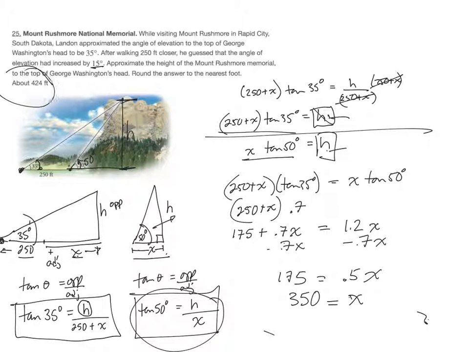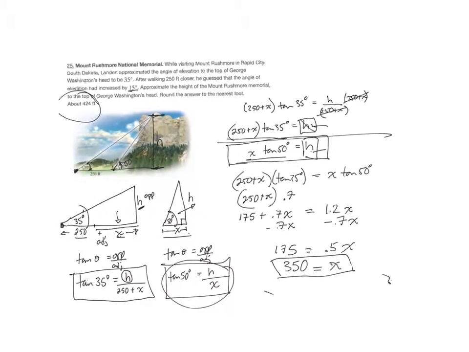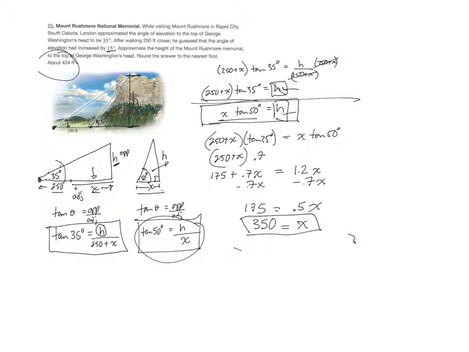Now, I'm looking at the answer up there, and they say it's about 424. I'm freaking out thinking, how did I get that wrong? But what I came up with was x, and x is this distance right there, which isn't really what we're looking for. We're looking for this height. So I can go back to one of my formulas and solve for the height. Let me shrink things a little bit. I'm going to take that formula, x tan 50 degrees equals height, and I know what x is, so I plug it in: 350 feet times the tan of 50 is going to give me my height.